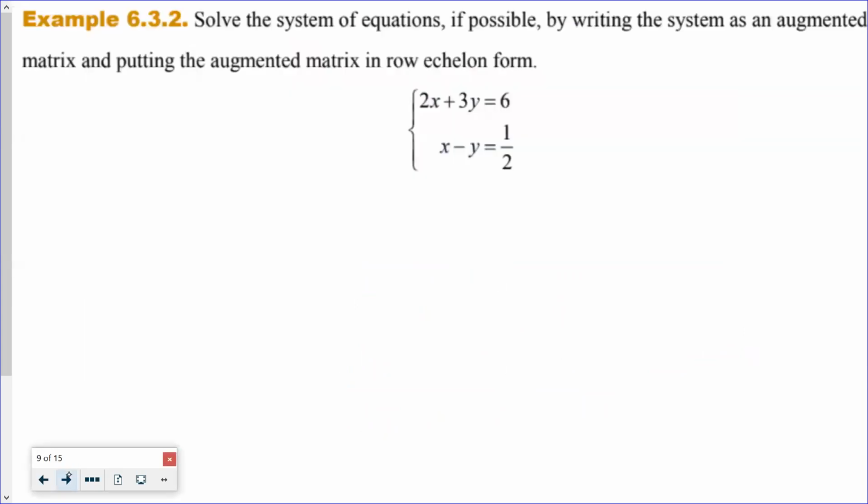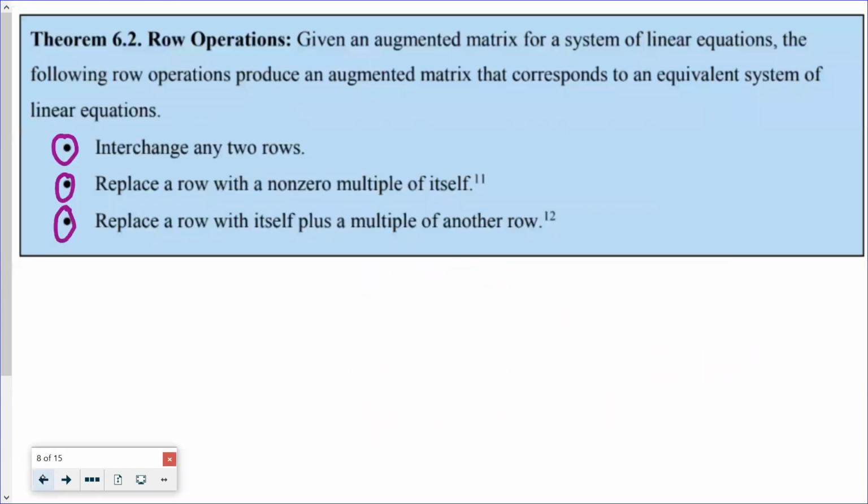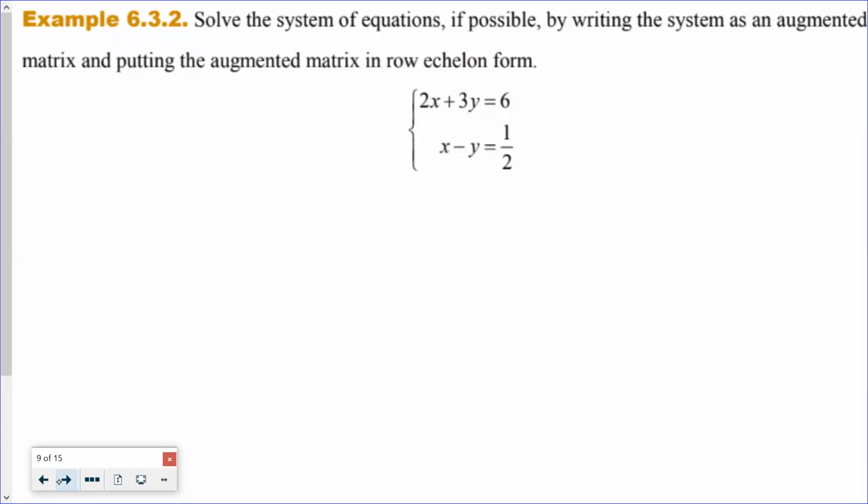Now, we're going to try that out with this right here. Before I do, do you have any questions about switching it over to an augmented matrix or what row echelon form is?